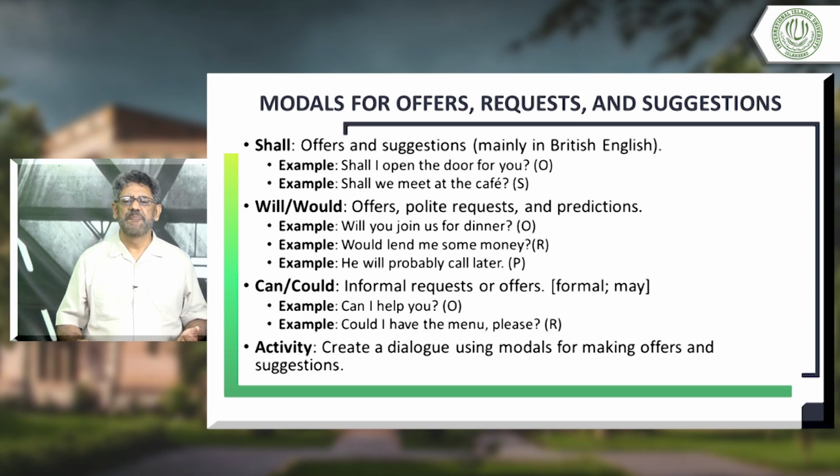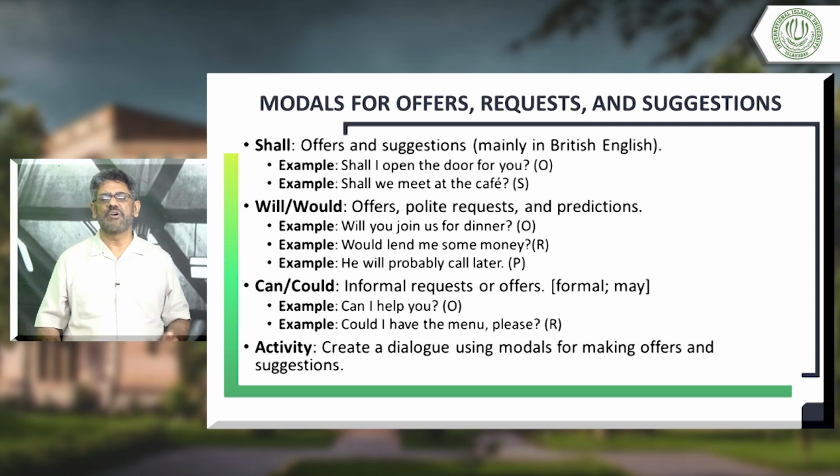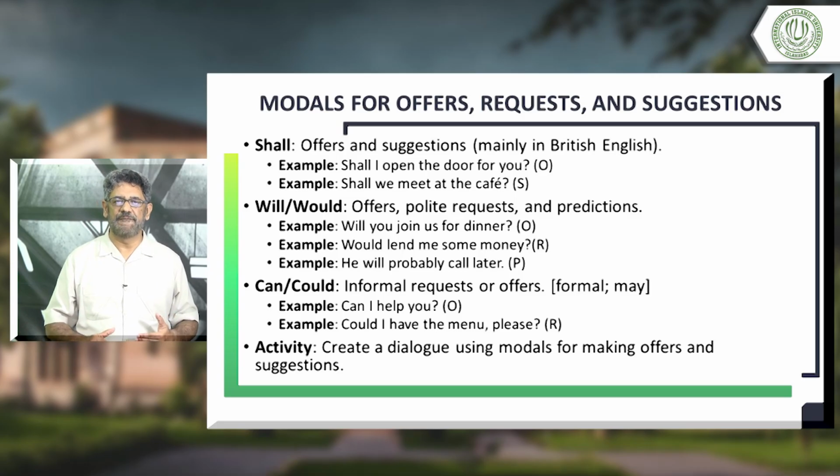Example again, different. He will probably call later. Now what is this? Is this offer? No. Is it request? No. Then what is it? This is just a prediction about future. Future prediction. Prediction talks about future. Yes. He will probably call later. He will come tomorrow. There is no request, there is no offer in these sentences. Okay. I hope you understood the difference between will and would also. Would is more formal. Can, could.